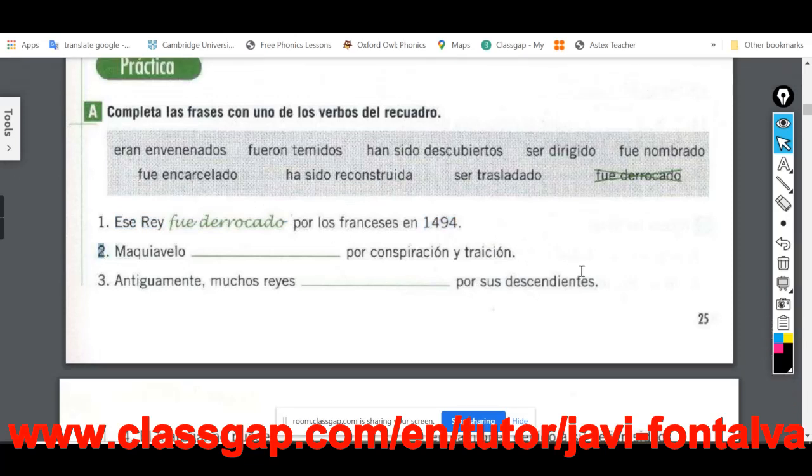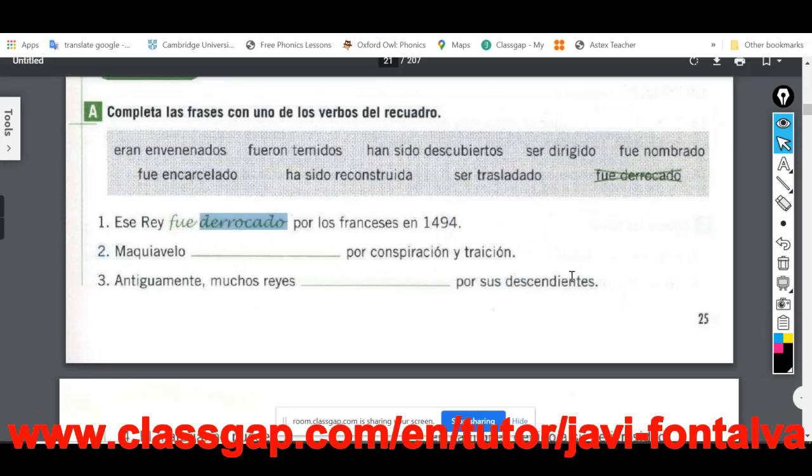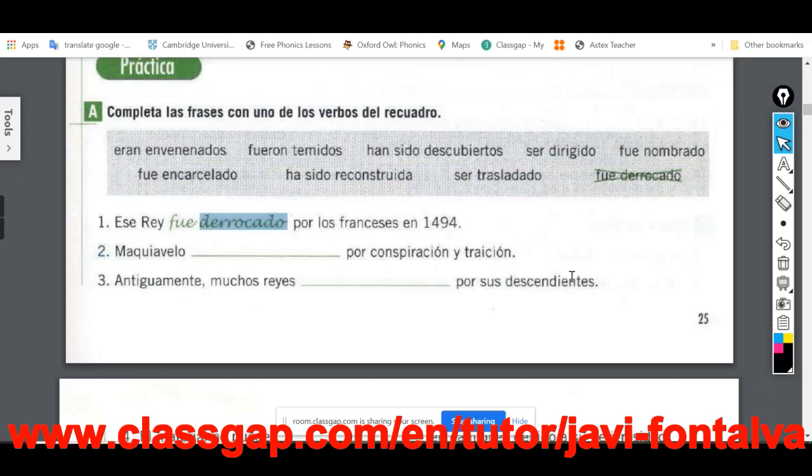Okay, número 2. Derrocado, what does it mean? Beaten, yeah. Was. Okay, so Machiavelli por conspiración y traición. Think of conspiración and traición, or betrayal. So they are bad things, yeah? They are crimes.